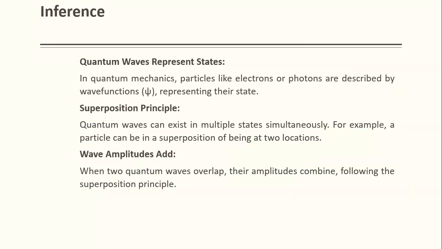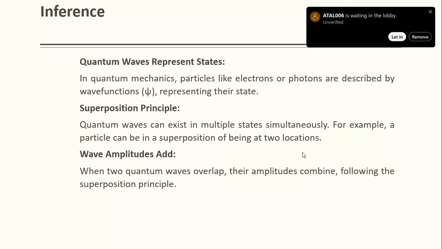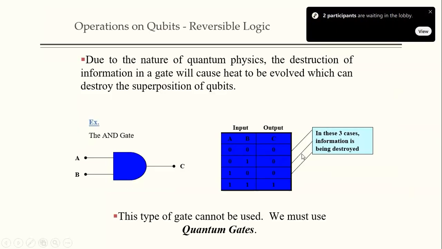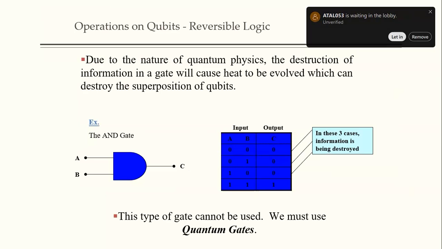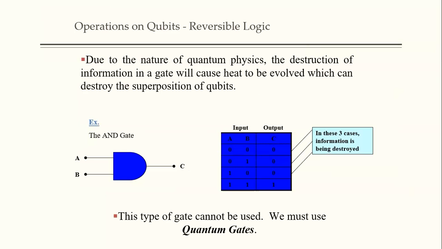Wave amplitudes add. When two quantum waves overlap, their amplitudes combine following the superposition principle. Now, operations of qubits, reversible logic.